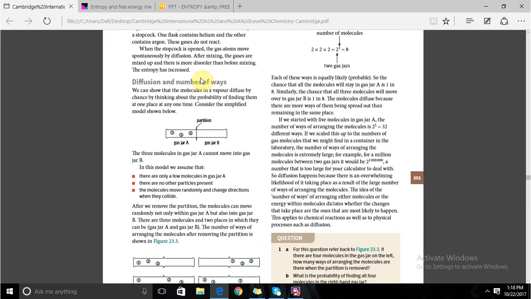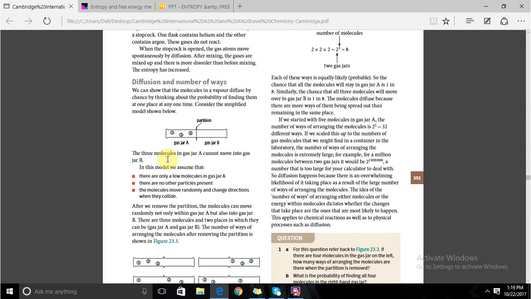We can quickly go over this explanation. Diffusion and number of ways. We can show that the molecules in a vapor diffuse by chance by thinking about the possibility of finding them at one place at any one time. So what is the possibility that a particular molecule will be at one place in a particular time interval? We have to consider a simplified model, this one, and there are 3 molecules in gas jar A and they cannot move into gas jar B because of the partition.